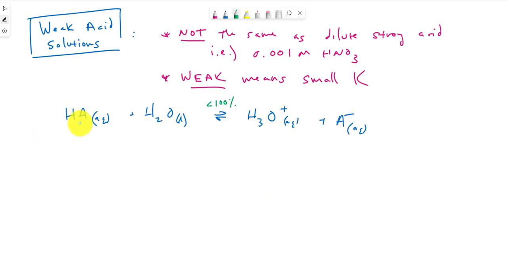Well, generically, if we think about HA as our weak acid and we just dissolve it or react it with water, it's going to dissociate and it's going to make H3O+ and A- just like we're familiar with. But the word weak means that K is small. The other way to think about that is the dissociation is less than 100%, right? Because if you have a small K, that means, K is products over reactants. It just means that you probably have more reactants than you do products at equilibrium. That's what that means. So how do we move forward in conceptualizing it?